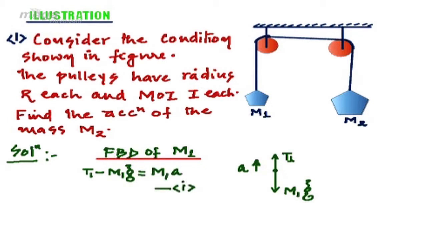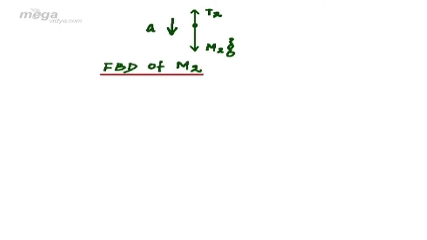considering it as the first equation. Similarly, taking the FBD of the second mass m2, the weight of m2 will act downward, which will be equal to m2 into g. Let us consider the tension acting on the string to be T2, and as already known, the acceleration a will be in the downward direction. The equation will read as m2g minus T2 equal to m2a, considering it as the second equation.